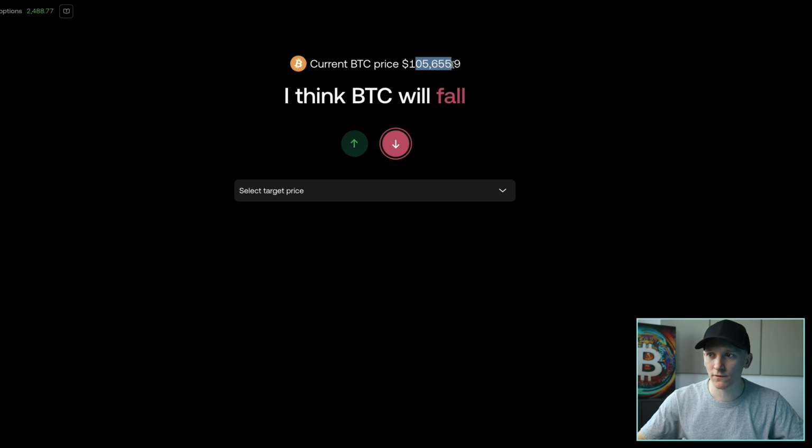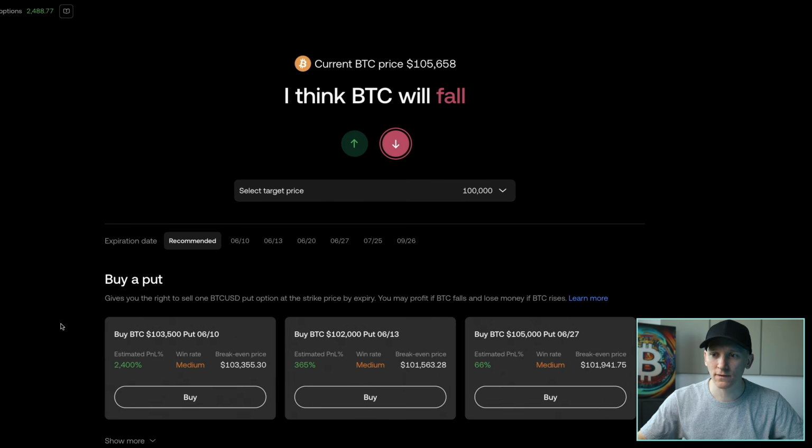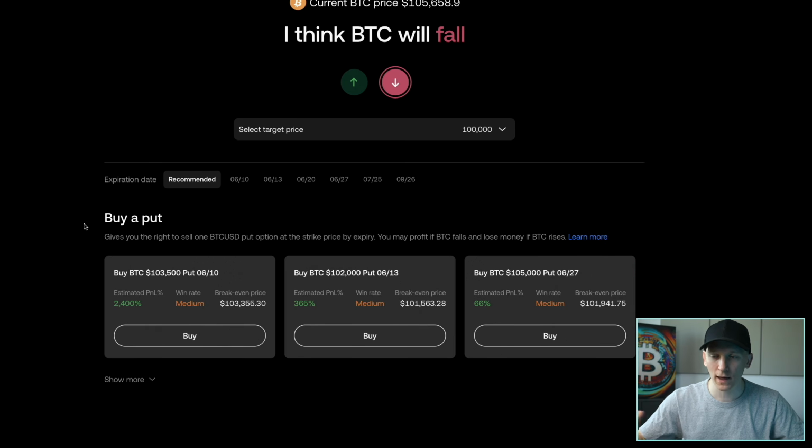So the current price is 105,600 again. I think Bitcoin will fall. Select target price, 100,000. So within the time frame, the Bitcoin price has to fall from 105 all the way down to 100. But we do pay premiums as well, so it probably has to fall a little bit more than that as well. But you can see there's a few different puts that we can buy.